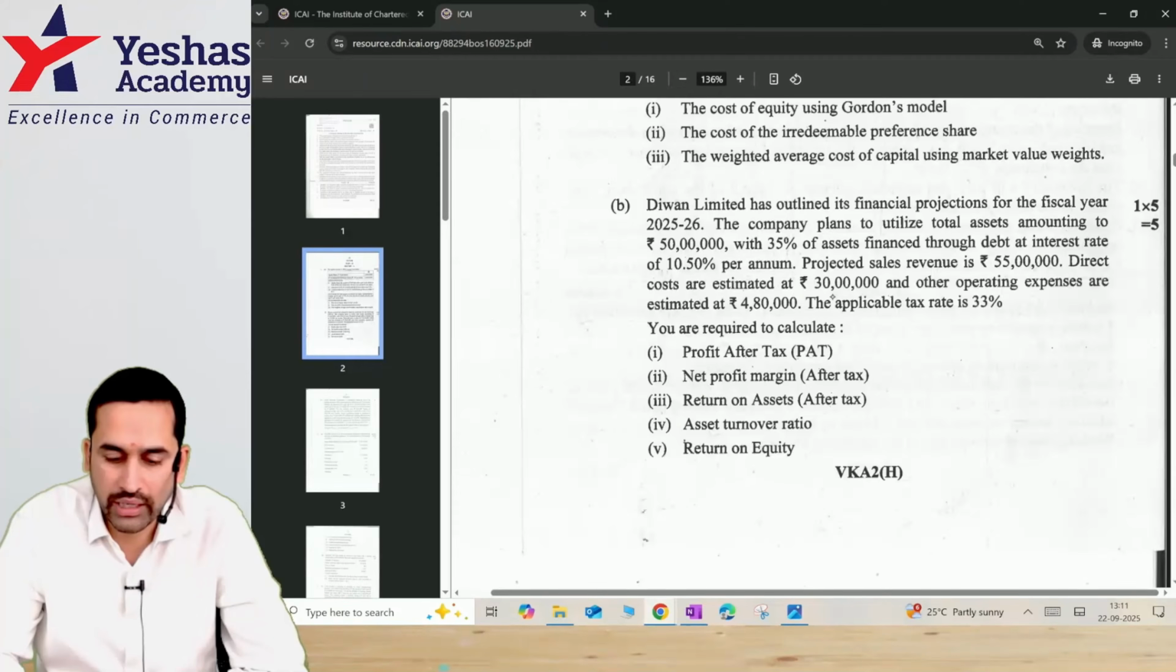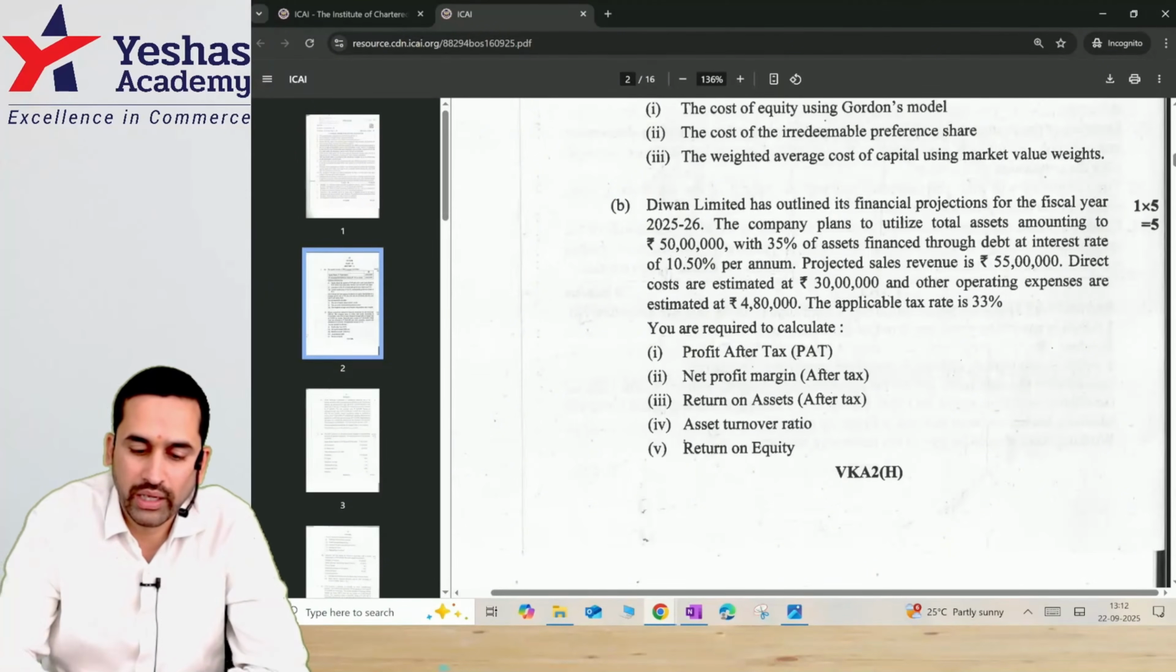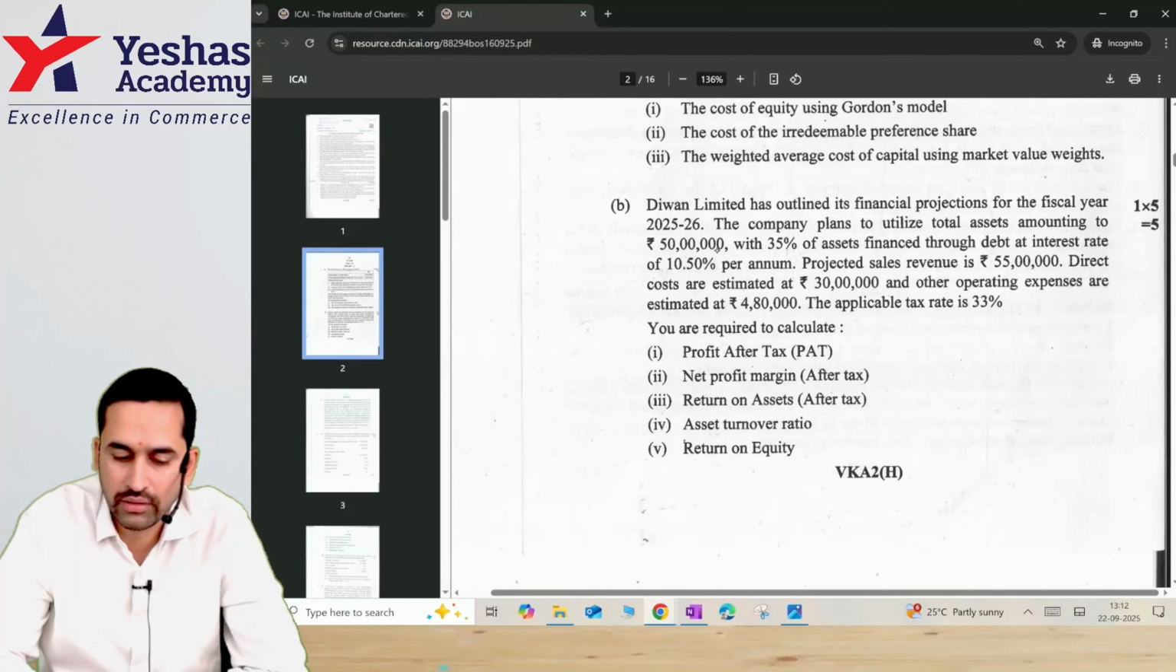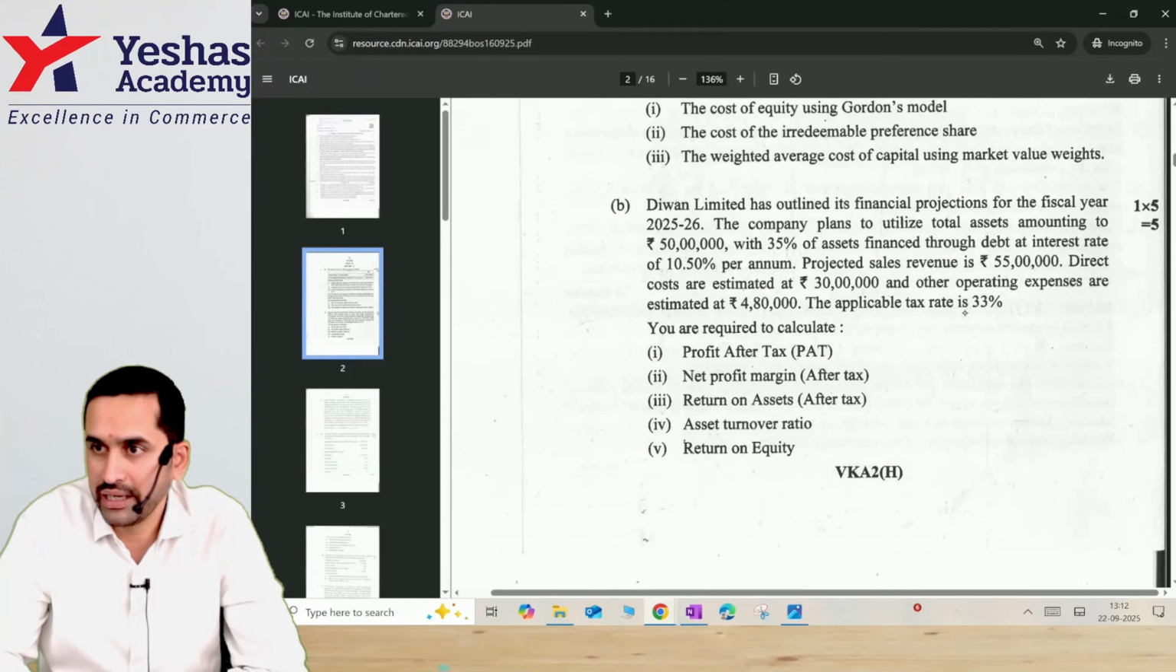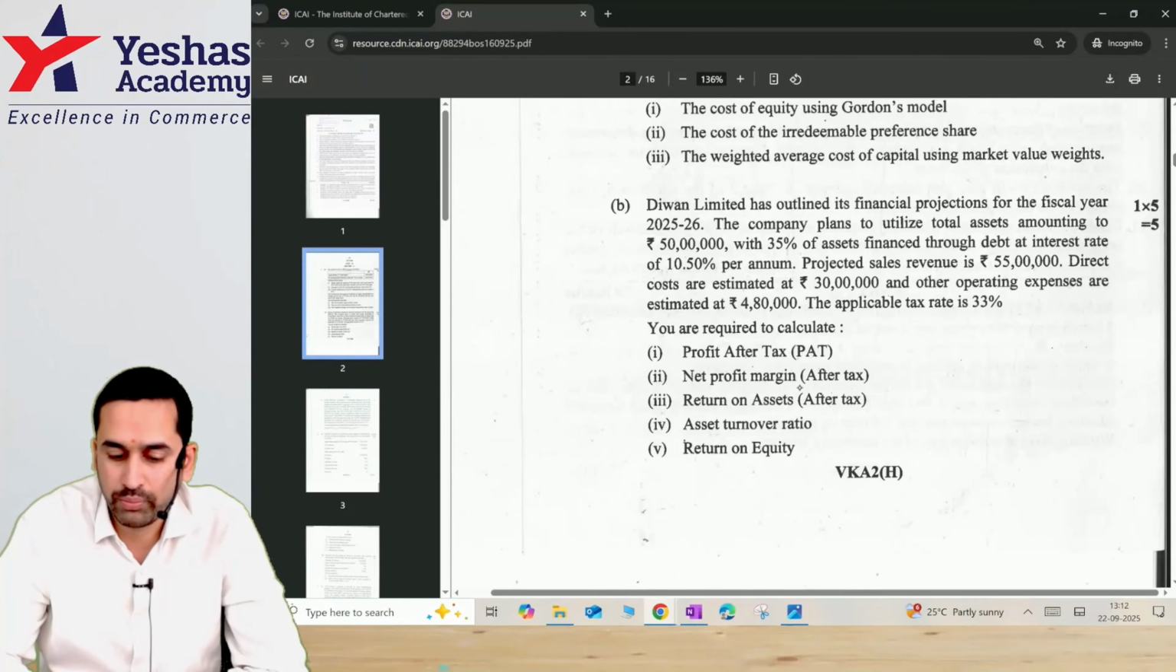Sales revenue is given, direct cost is given, other expenses are given, tax rate is given. So from sales, if you take out direct cost and then take out other operating expenses, you will reach EBIT. From this you have to take out interest; there is a debt and there is a rate of interest. That will give you EBT. Then you take out the tax, you get EAT. That itself is your first question. And here, NP margin after tax. If you remember in ratio class, I told you to be careful about NP margin. We did both pre-tax NP and post-tax NP. Here it is properly given as after tax. That means you have to take PAT by sales into 100.